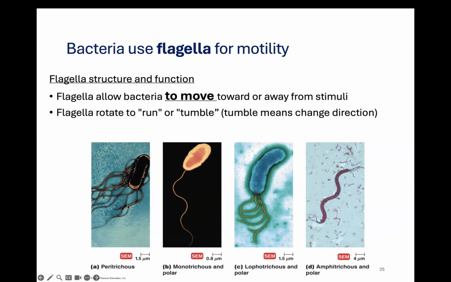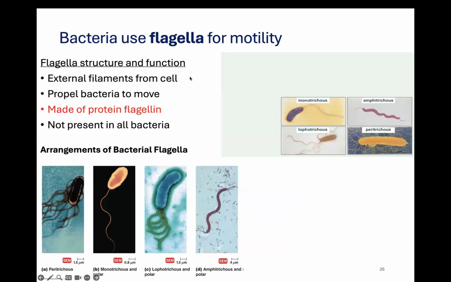When we see flagella all around the cell, we call it peritrichous. When there's one on one end, we call it monotrichous. When there's a lot on one end, it's called lophotrichous. And when there's flagella on both ends, it's called amphitrichous. This right here, peritrichous, we see it commonly. E. coli, the flagella arrangement of it is peritrichous. It's all around the cell, and E. coli are motile. So anytime a cell has flagella, it's motile. Again, they're external filaments. They're made up of protein. So flagella are made up of a protein called flagellin, and they're not present in all bacteria.